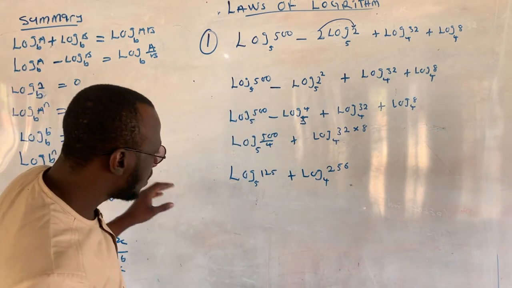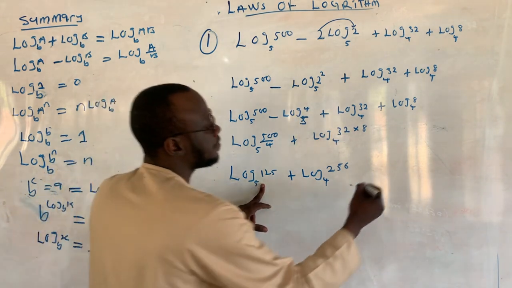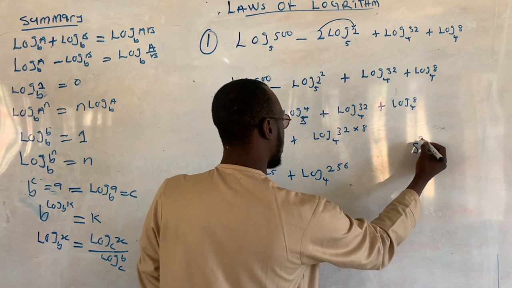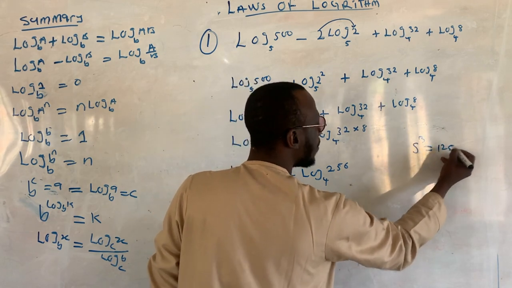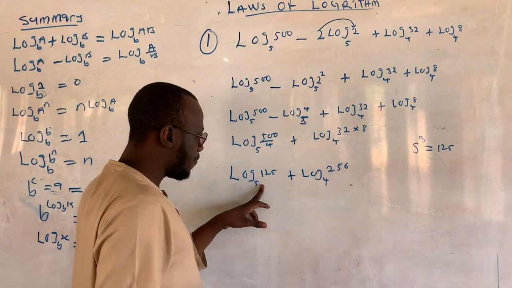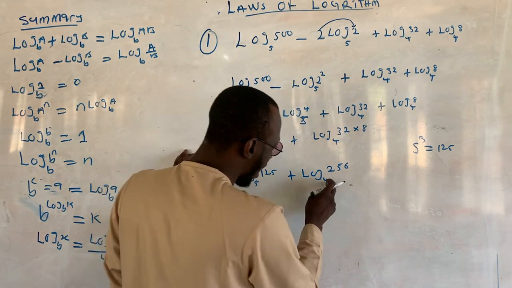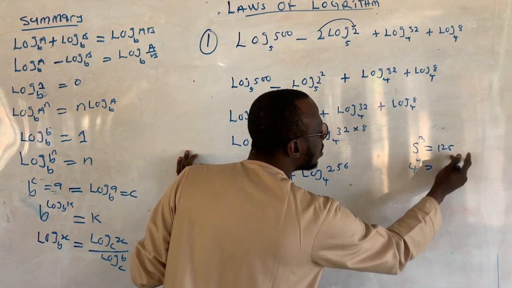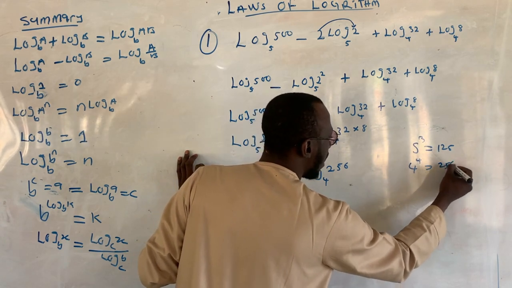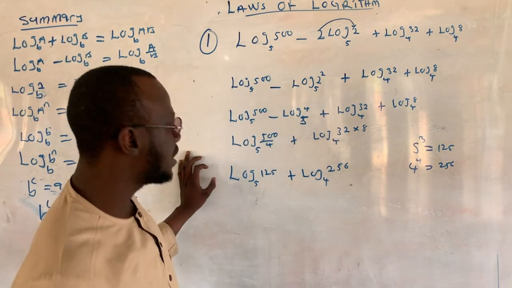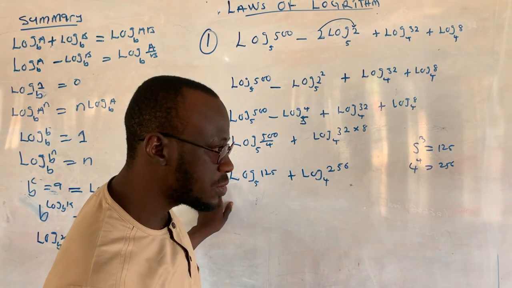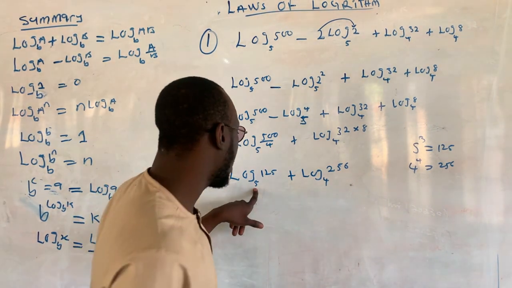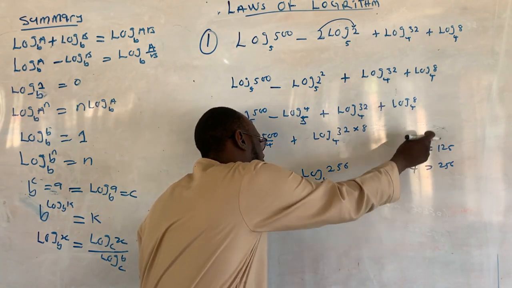From here I can see that 5 to the power of 3 will give us 125, meaning 5 times 5 times 5 will be 125. Here, in this case, 4 to the power of 4 will give us 256. Please always note that you should check the base. The answer should be in this form, please.